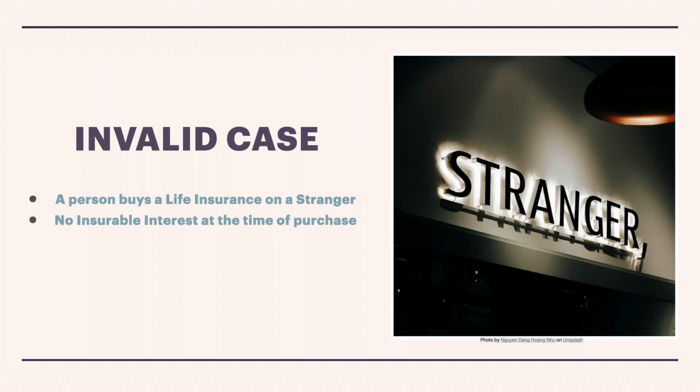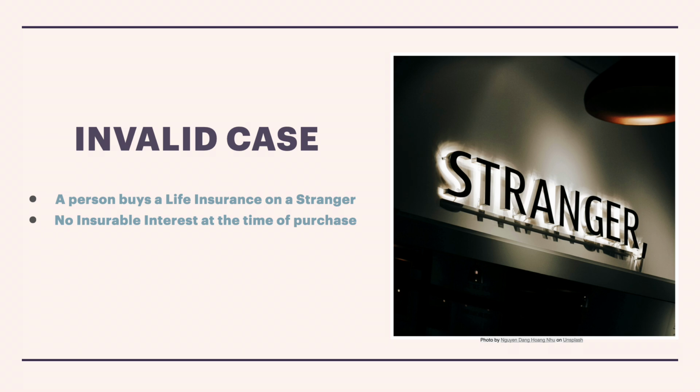Let's look at another scenario. What if you could take out a life insurance policy on a complete stranger and cash in when they pass away? Sounds like an easy payday, right? Well, not so fast. This is called a wagering contract and it's completely illegal in life insurance.